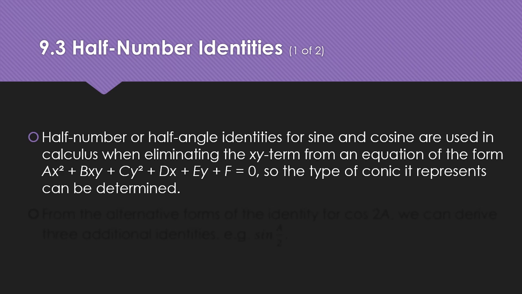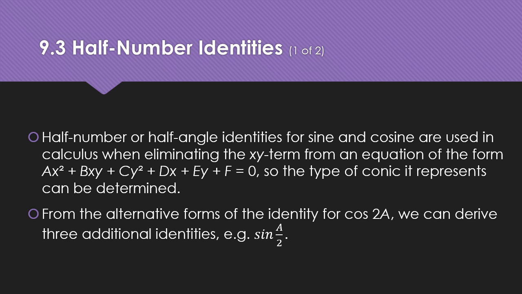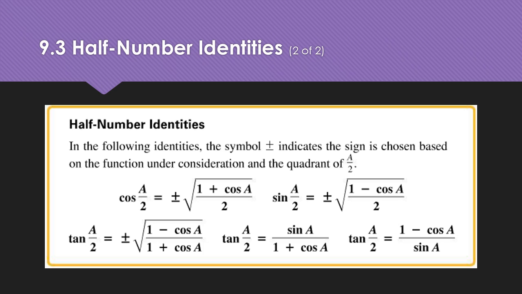And half-number identities. These are used in calculus when eliminating an xy term from an equation in the form you see here, so the type of conic it represents can be determined. And from the alternative forms of the identity of cosine 2A, we can derive 3 additional identities. Anyway, here are the half-number identities.